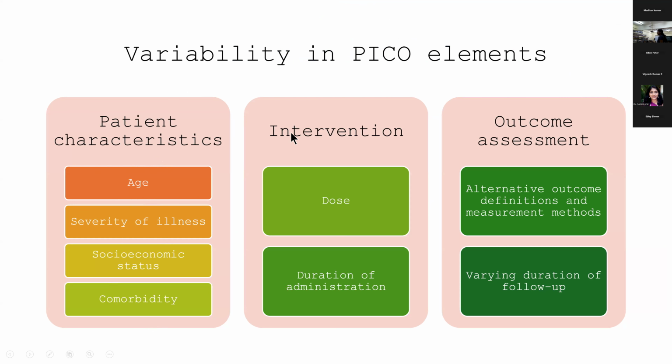Your intervention might be different. Maybe the dose of the antibiotics that you use is probably different. Maybe the classes of antibiotics that you used was different. And the duration of administration also plays a role in your overall effect. And maybe the way you do the outcome assessment. Did you take different definitions? Were there different measurement methods? Was there a varying duration of follow-up? So all these cause variability in your PICO elements.